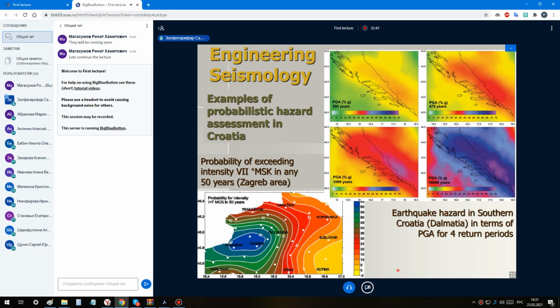The probability of exceeding intensity level 7 MSK in any 50-year period in the Zagreb area is also shown on the left side down in the slide as a color contouring of PGA, for example.